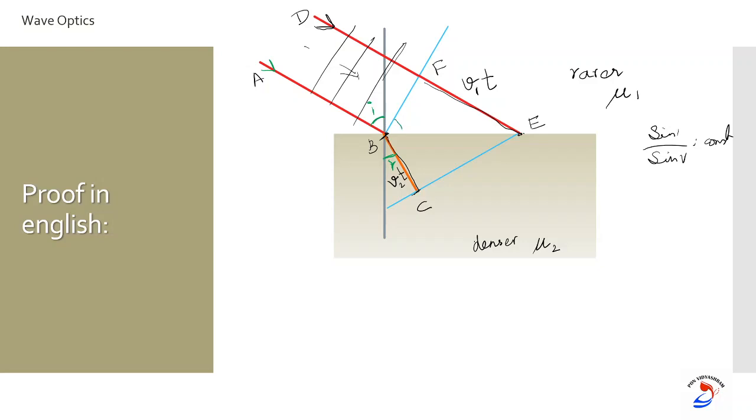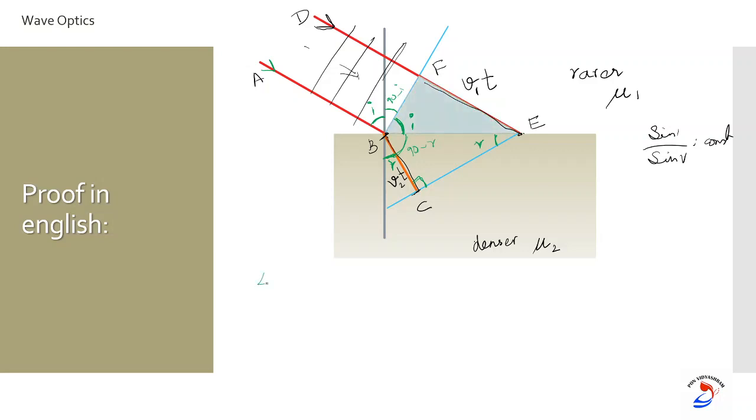If this is I, this also happens to be I. We saw during the reflection time that if this is I, this should actually be 90 minus I, and so this will also be I. Now if this is R, this angle happens to be R. This is 90 minus R. This is 90 degrees, so this has to be R, right? In this triangle. Now to prove this, let's consider this triangle.